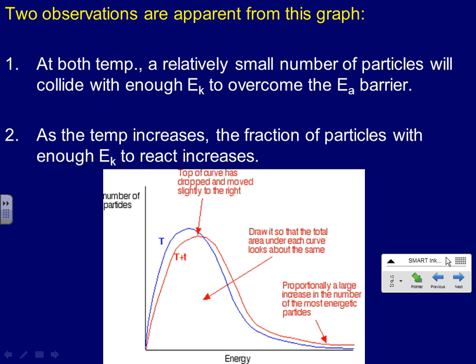Two things are apparent. At both temperatures, a relatively small number of particles will collide with enough kinetic energy to overcome the EA barrier. And as the temperature increases, the fraction of particles with enough EK to react increases. The higher the temperature, the faster they're moving, the more successful collisions from an energy point of view.